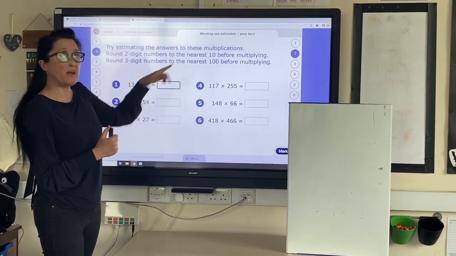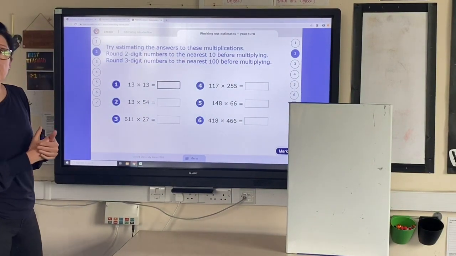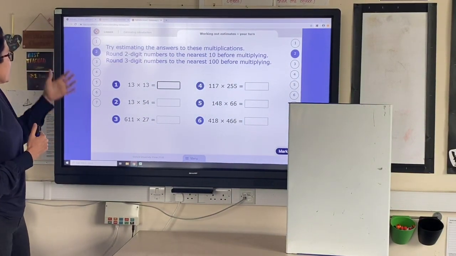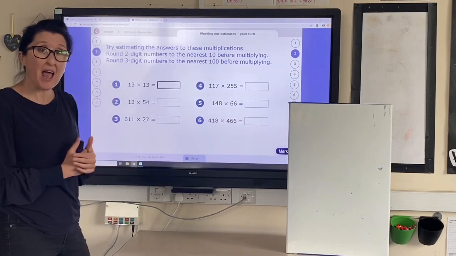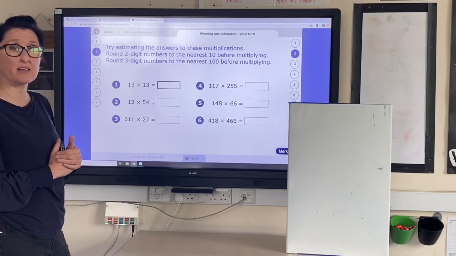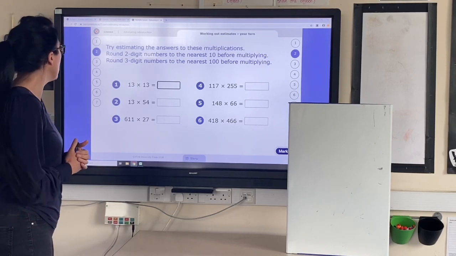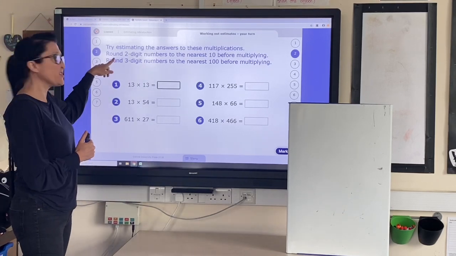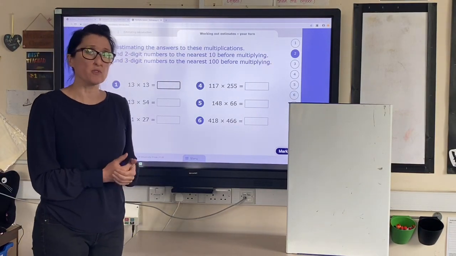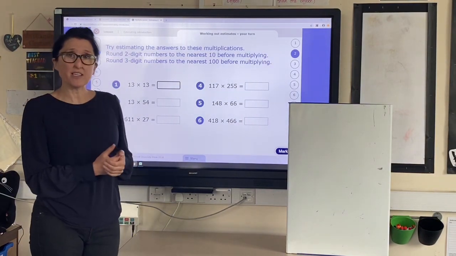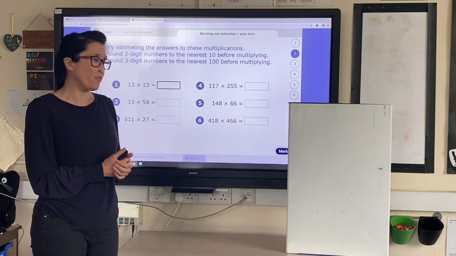Right, so if we look on page 2, it takes that concept and it moves it on. So this says try estimating the answers to these multiplications. So again, we're going to estimate the answers. We're not calculating them, we're estimating them. And it gives you a bit more information here. It says round the 2-digit numbers to the nearest 10 before you multiply, and you're going to round 3-digit numbers to the nearest 100 before you multiply.